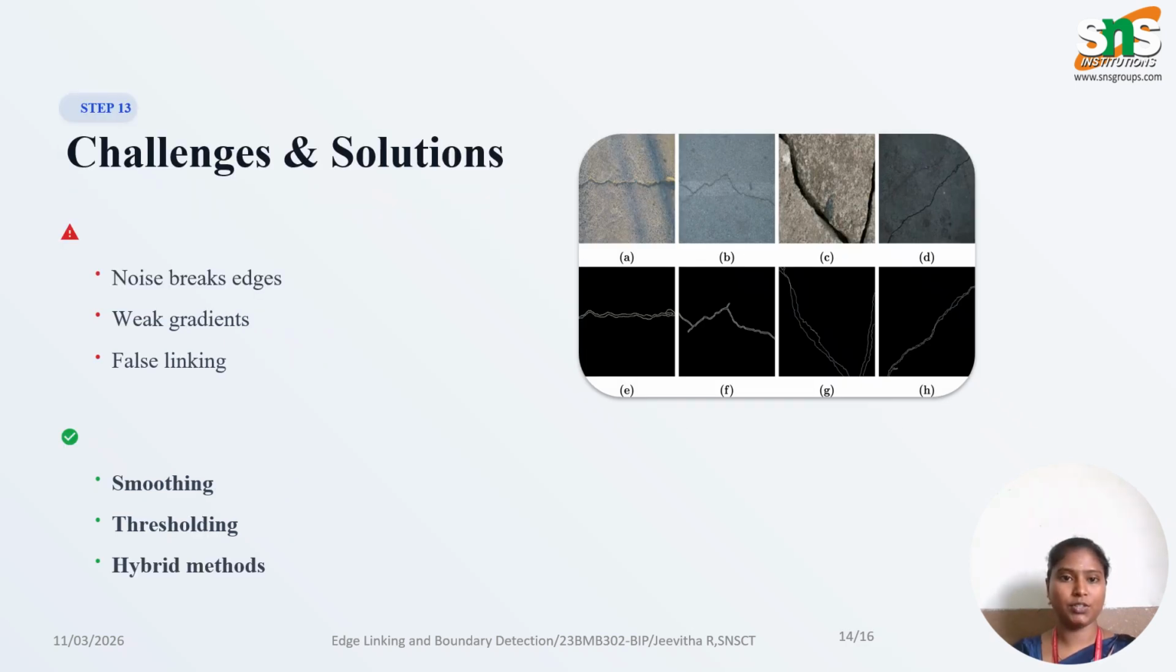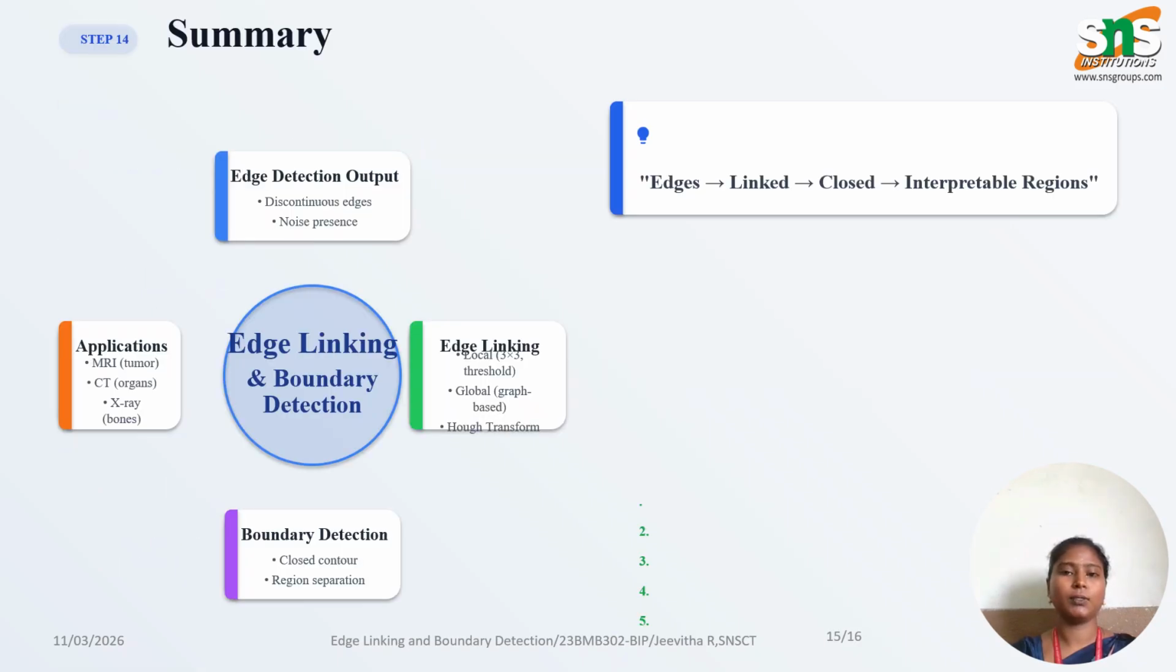Now let us look at challenges. We face problems like noise breaking edges, weak gradients, and false linking. To overcome this, we apply smoothing to reduce noise, use thresholding to filter weak edges, and use hybrid methods combining multiple techniques. So practical systems always use combinations of these methods.